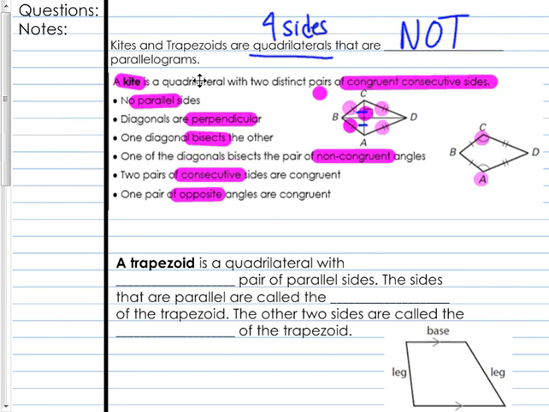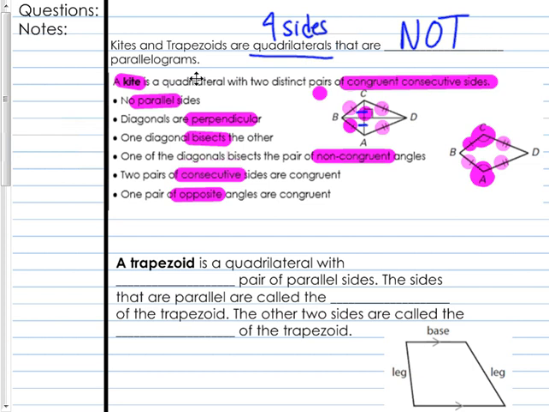Angle C is congruent to angle A. Okay? Let me mark that a little better. Angle C is congruent to angle A. There's my pair of opposite angles. And if we look back up at the preceding bullet point, it says two pairs of consecutive sides are congruent. Again, they show us here that BC is congruent to BA and DC is congruent to DA. So here's another example of it.